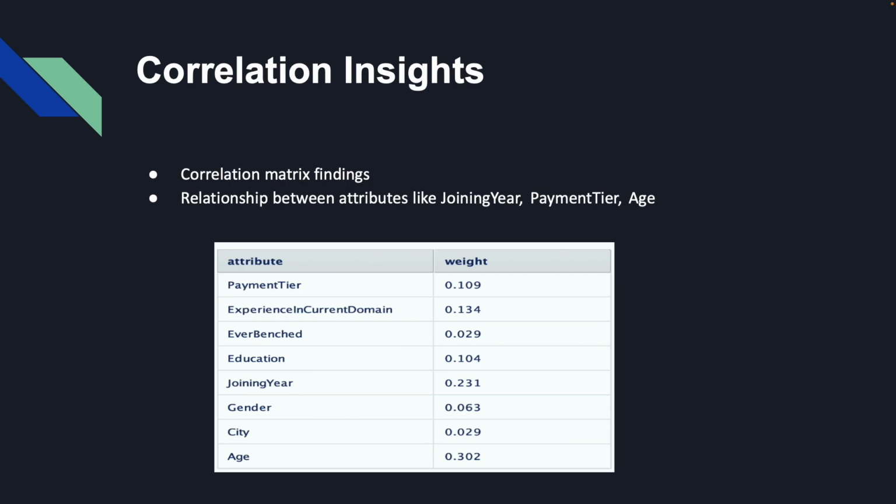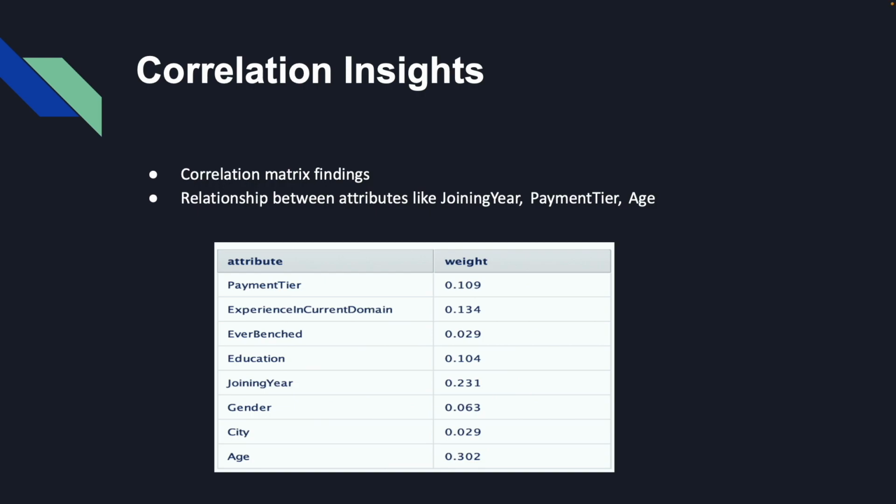So looking at correlation insights, I utilized a correlation matrix to unravel the relationships between various attributes. For instance, the analysis revealed how joining year correlates with retention rates, suggesting different trends over time. Understanding these interrelationships between attributes is key.